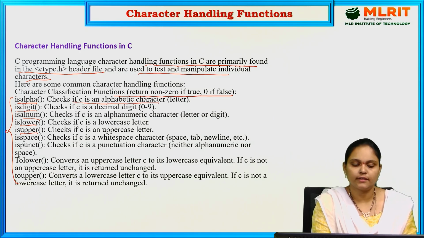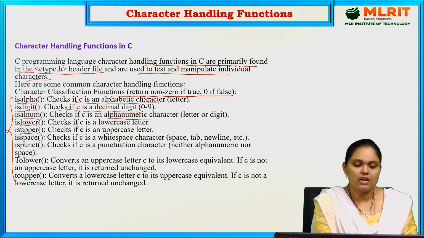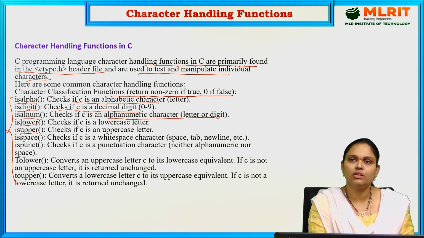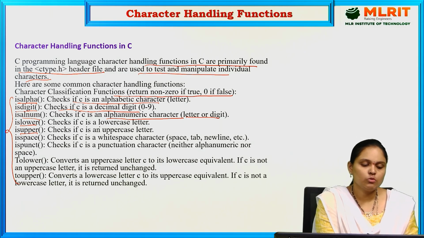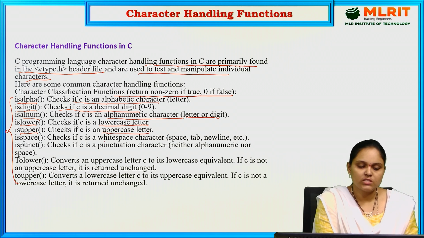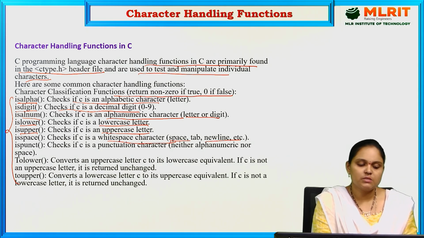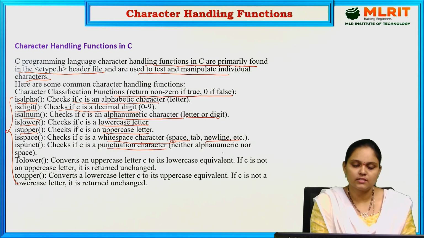Here c is nothing but a character. isdigit will check if that c is a decimal digit. isalnum will check whether it is an alphanumeric character. Alphanumeric means it contains both letters and digits, and it excludes special characters. islower will check whether the character is a lowercase letter, and isupper will check whether it is uppercase. isspace will check whether it is a white space character: a space, tab, or new line. ispunct will check for punctuation characters, neither alphanumeric nor space, so it gives false if it is alphanumeric or a space.